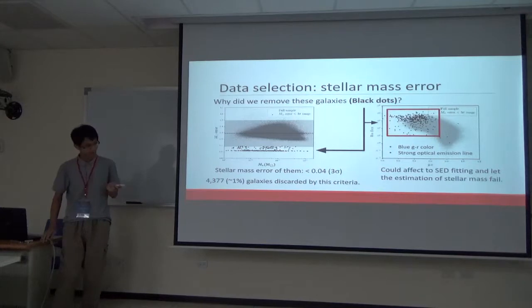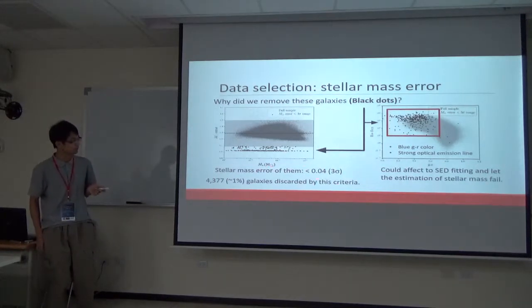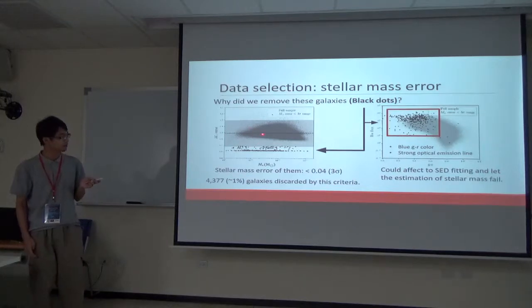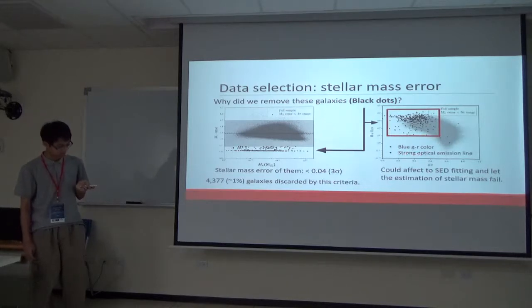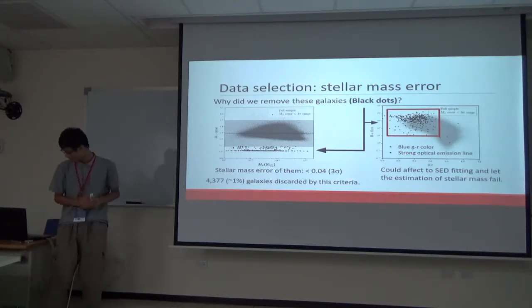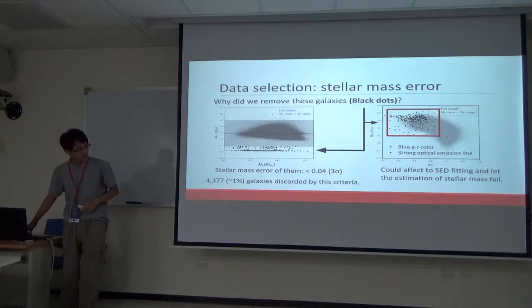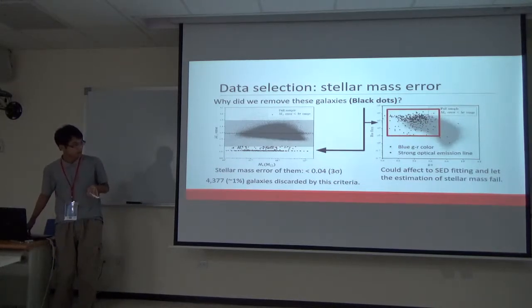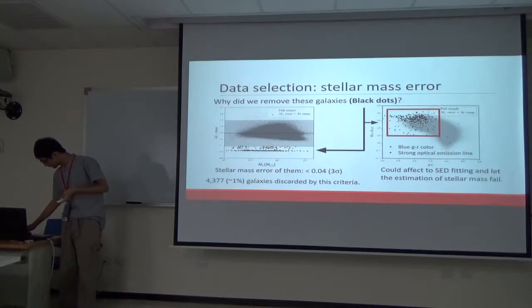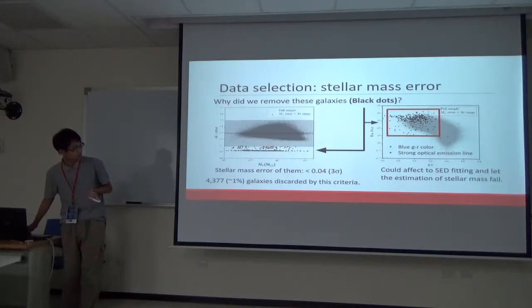For some galaxies, their stellar mass error is weak, smaller than 3 sigma of the median. We checked these strange galaxies from their colors and strong typical emission lines. This could lead to wrong SED fitting, so that the stellar mass estimation failed. So I dropped these 4,000 galaxies, about 1%.